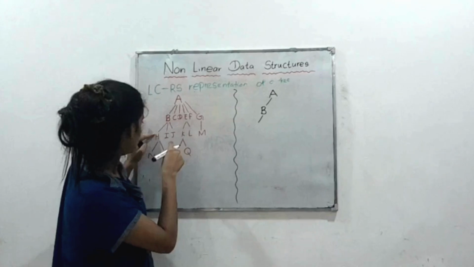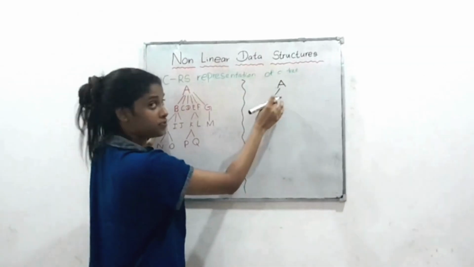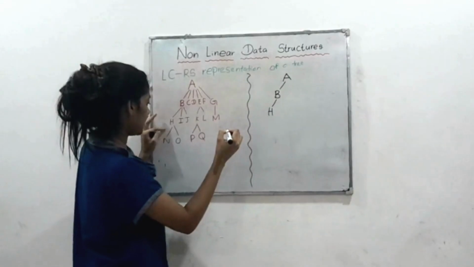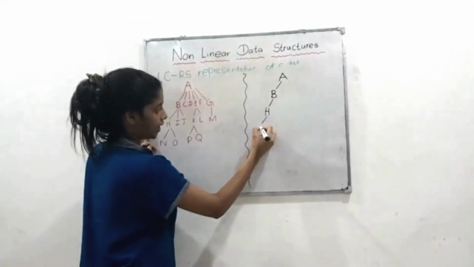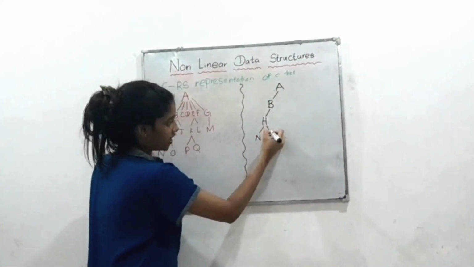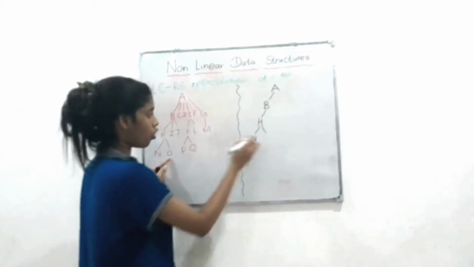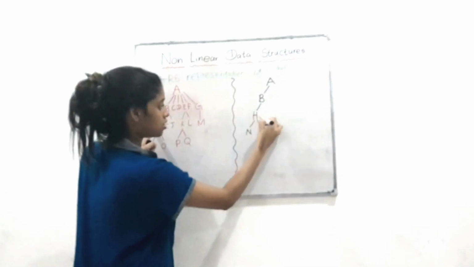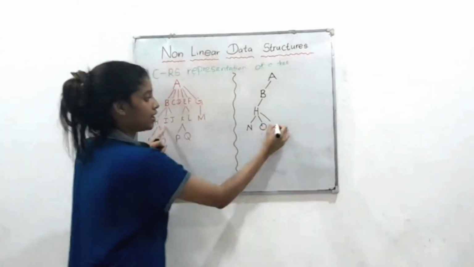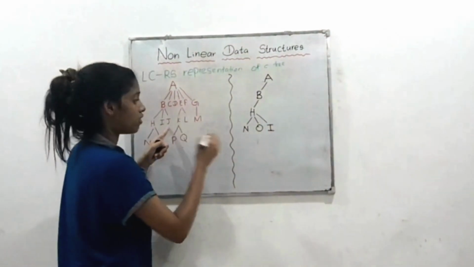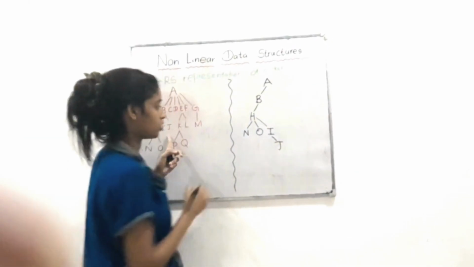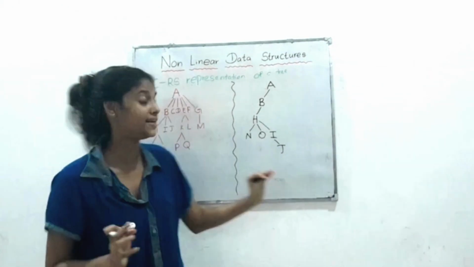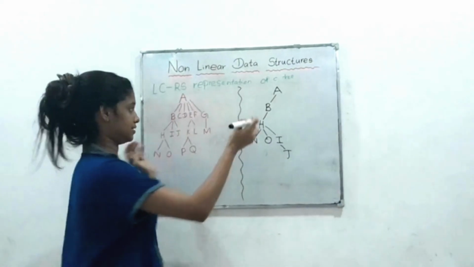left child. This is left parent, right? H. Next, we have N left. We have in right side of H, we have right sibling of H, one more J. Okay. Now the left side is completed. Now let's move to right side.